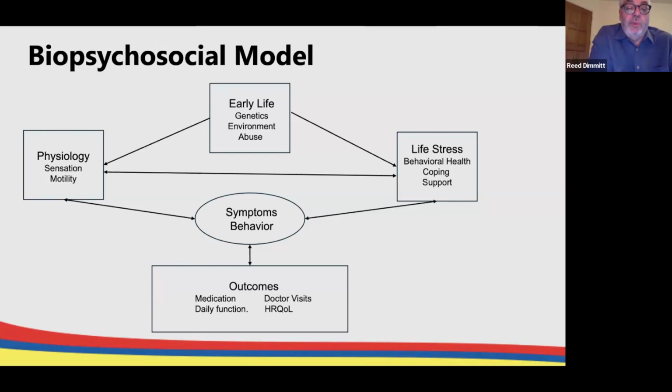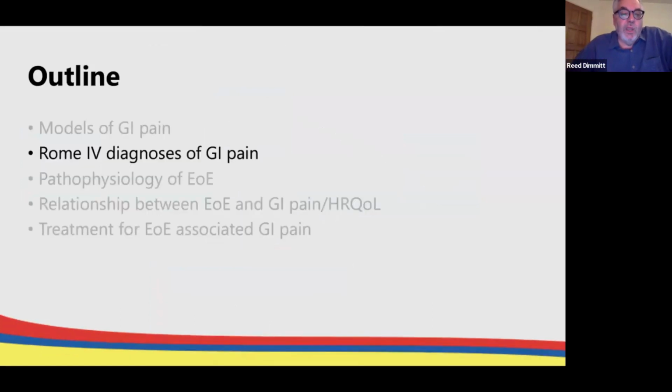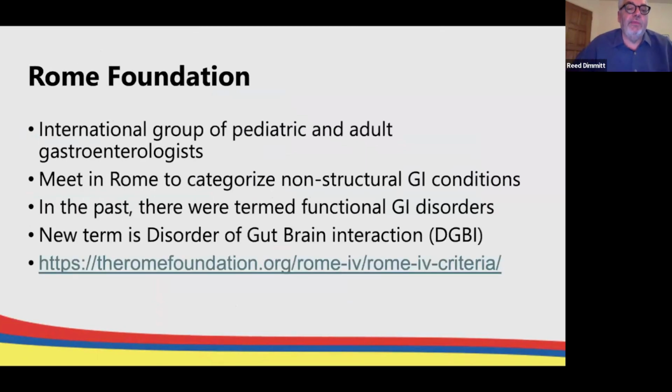This is maybe decreased use of medication, increased daily functioning, fewer doctor's visits, and more importantly, probably in a global umbrella-like thing, the health-related quality of life. And we'll talk about that a little bit here. So there is a group called the Rome Foundation, and they are an international group of pediatric and adult gastroenterologists that literally go to Rome. This is not for the providers, this is for the families. And they categorize a lot of these non-structural conditions.